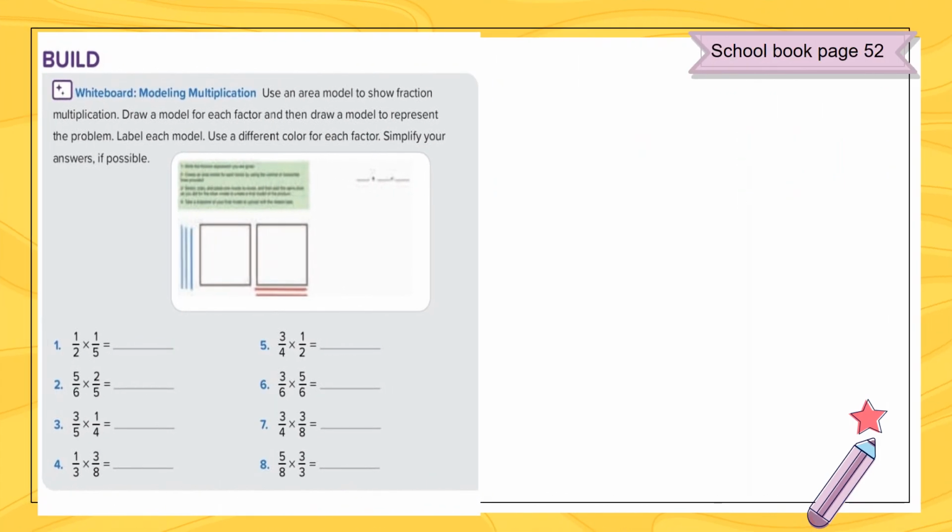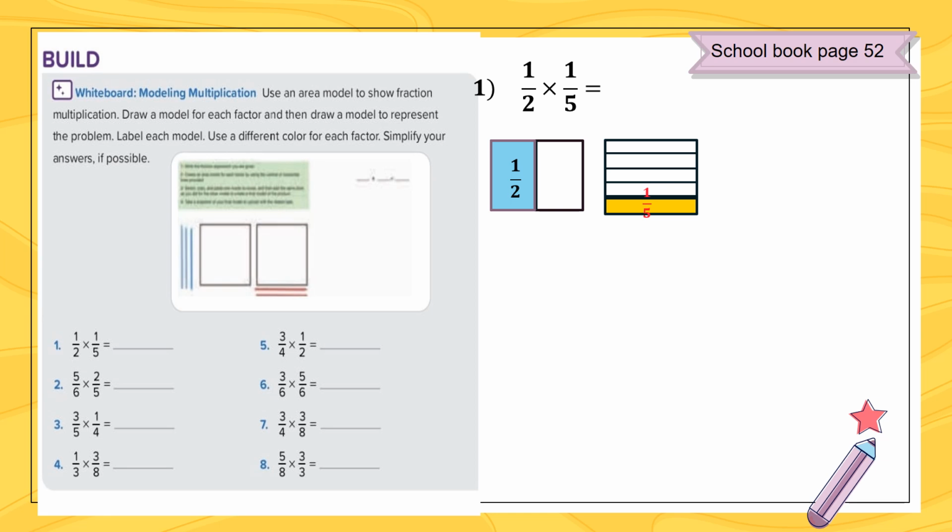Here our school book, page 52. Use an area model to show fraction multiplication. Number 1, 1/2 times 1/5. I will draw a model for 1/2 and another model for 1/5. Then I will put the two models above each other. Then I will count the common parts between the two models.